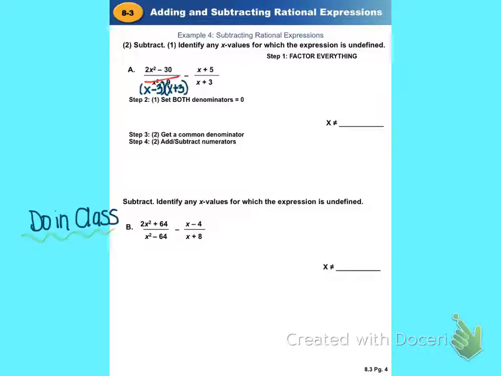When we take a look at the other fraction, we can see it has an x plus 3. They both have an x plus 3. But this one's missing that x minus 3, so we want to make sure it gets the x minus 3 also.